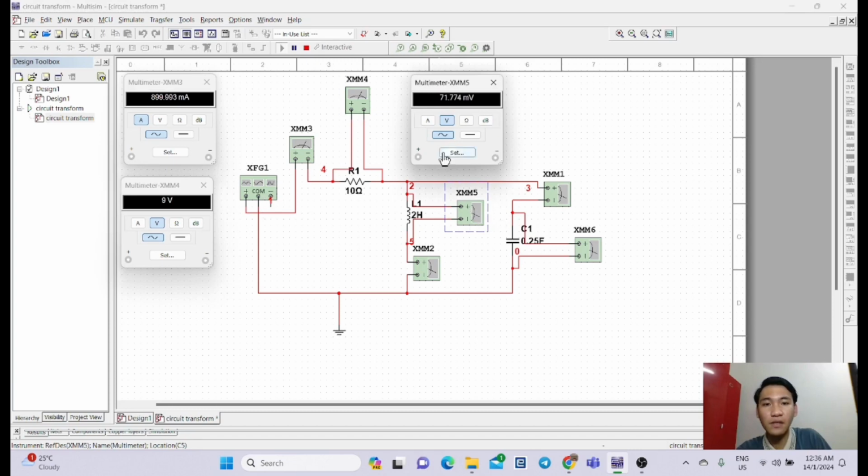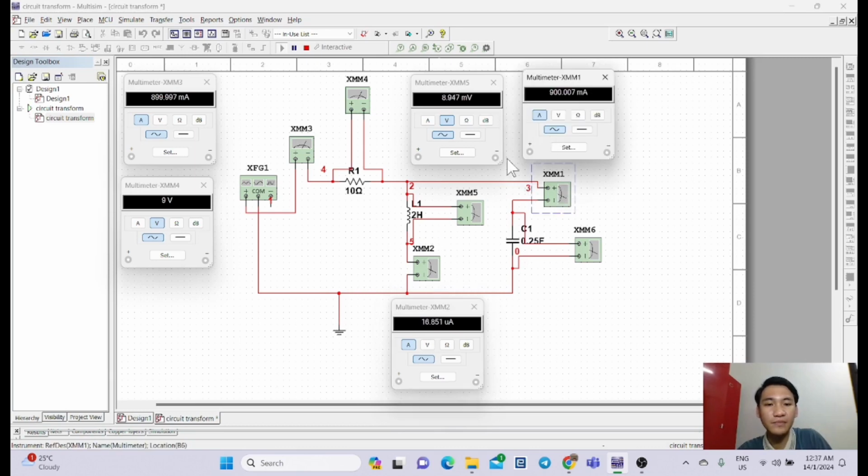And then our V2, which is at the inductor, is around 32 millivolt, and our current is around 66 microampere. And our current I2, we can find it here, which is 900 milliampere, and our voltage out, which is at the capacitor, is around 8.941 millivolt. As we know, in parallel, voltage will be the same. So as you can see here, voltage at inductor and voltage at capacitor will be the same, which is 8.941 millivolt.